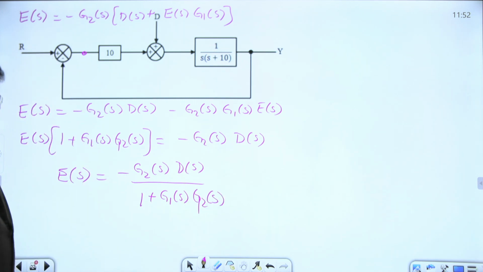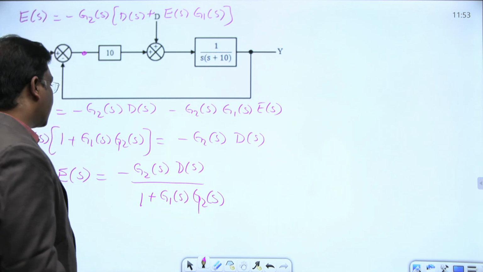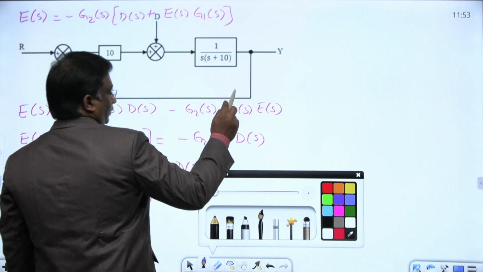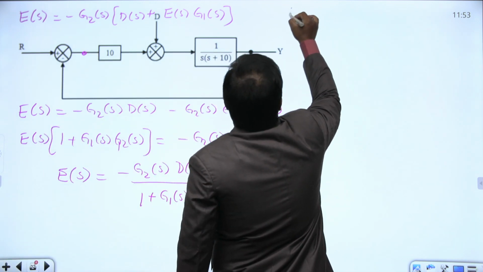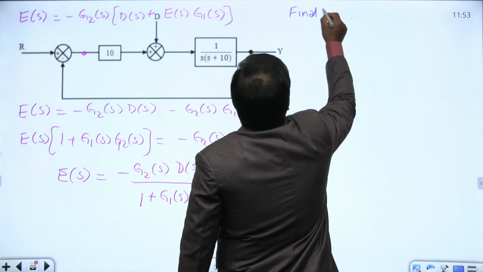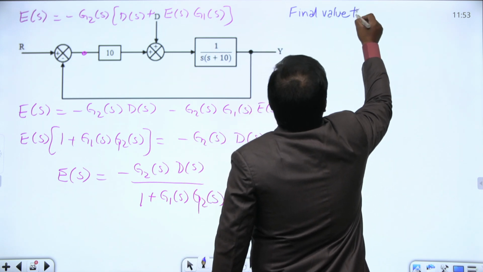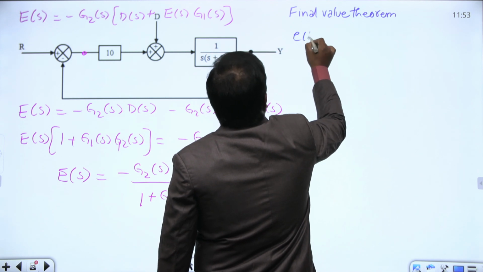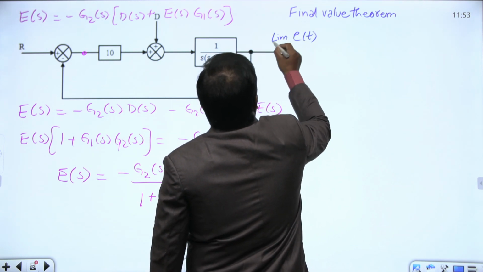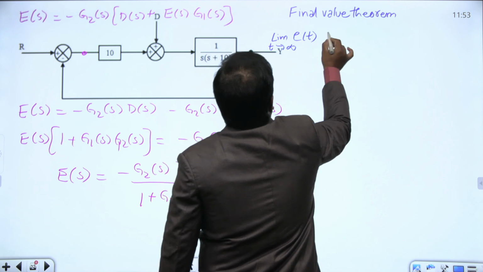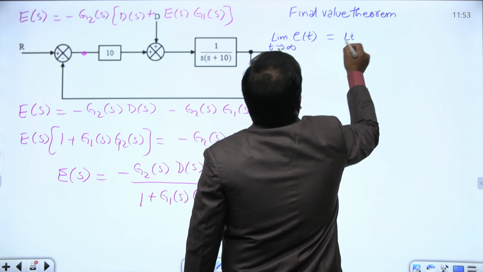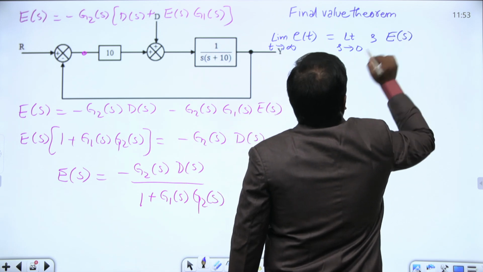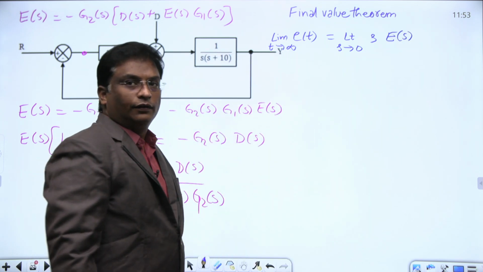That's all. G1 of s, G2 of s. But what they are asking us to determine is the steady state error as t tending towards infinity. Let us use the final value theorem again. Then by the final value theorem, e of t as t tends to infinity is nothing but the limit as s tends to 0 of s into E of s.